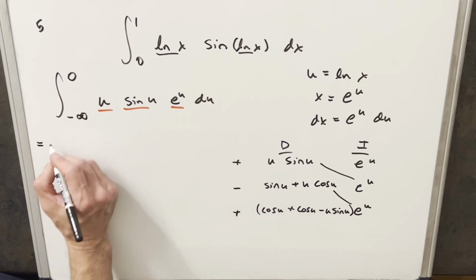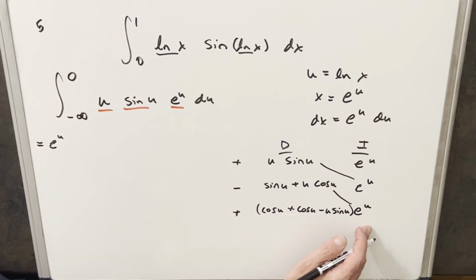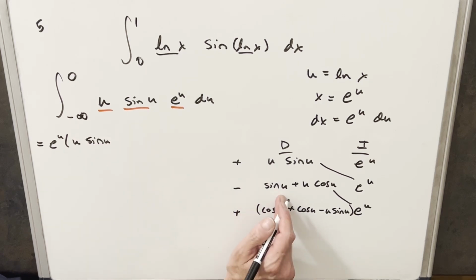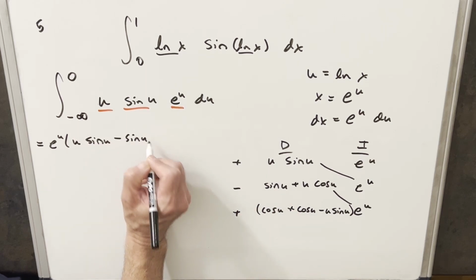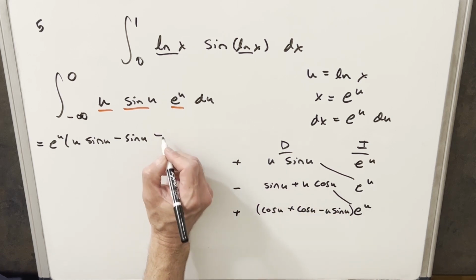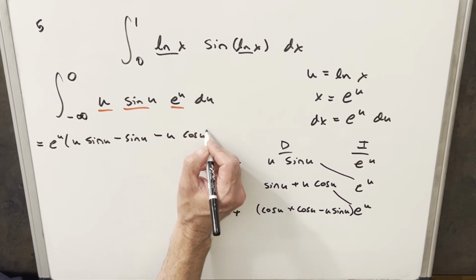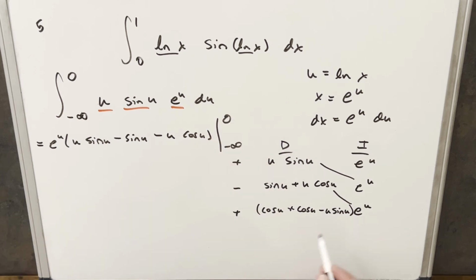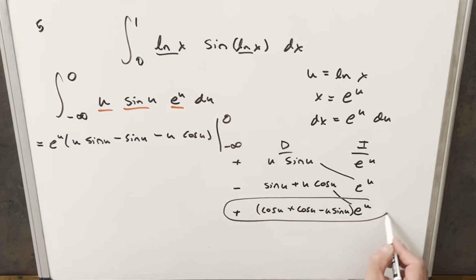But when I do that, I'm actually going to factor out an e^u because we have it in both these terms. And then I'm going to write it as u sine u, we'll have a minus sine u, and then we're going to have another minus u cos u. I need to evaluate from minus infinity to 0. And then we're going to be integrating this here.